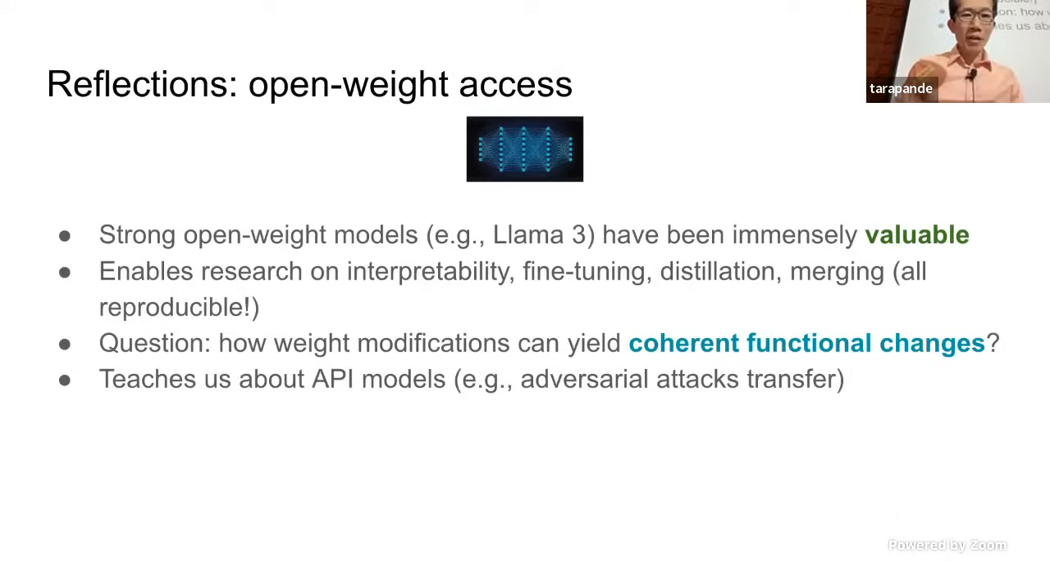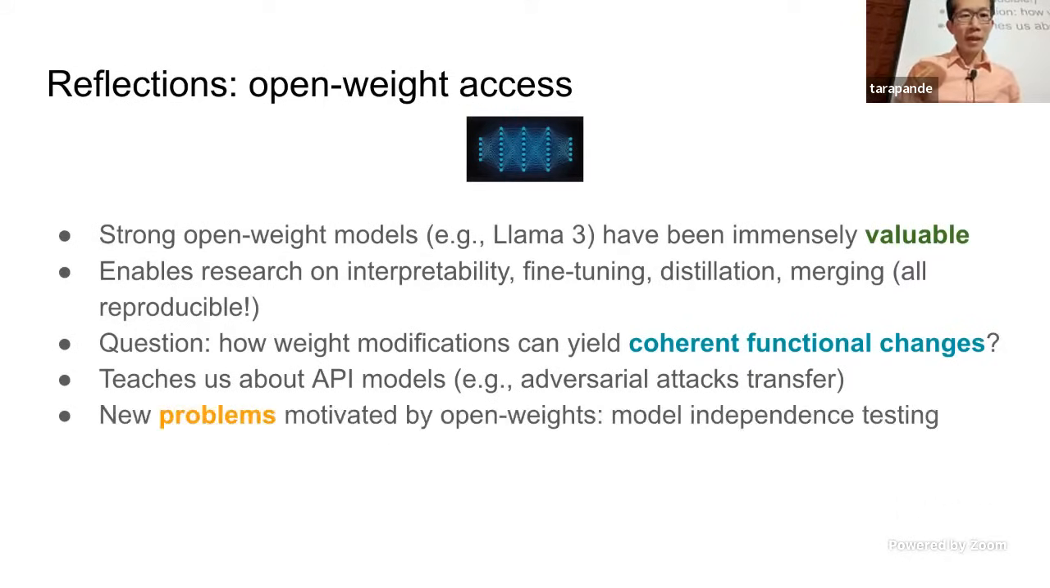Open weight models also teach us about API models, and they also open up new types of problems. For example, this model independence testing problem, we wouldn't have worked on this problem if it weren't for open weight models at all.